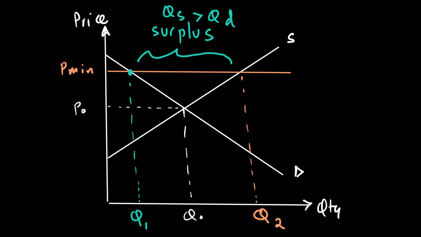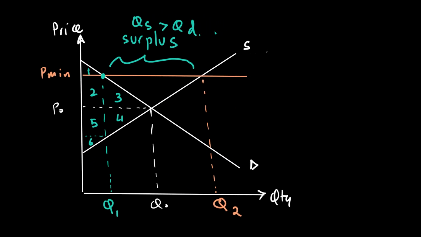Let's say this is area 1, 2, and 3. Let's call this area 4. Let's make this area 5 and 6. What is the consumer surplus before? And the answer to that would be that if you look at before, your equilibrium price is P naught and the quantity is Q naught.